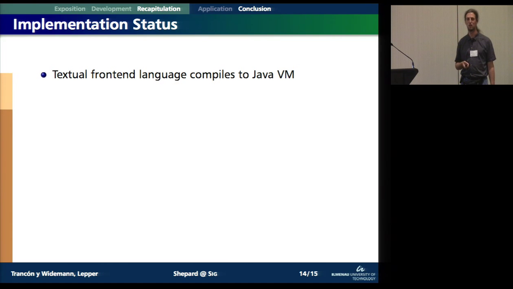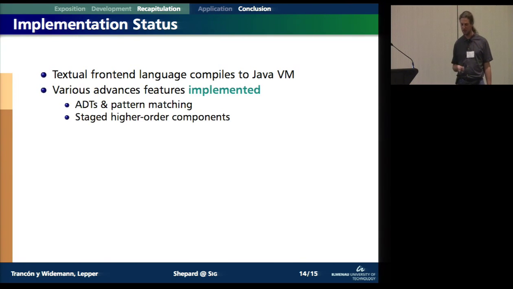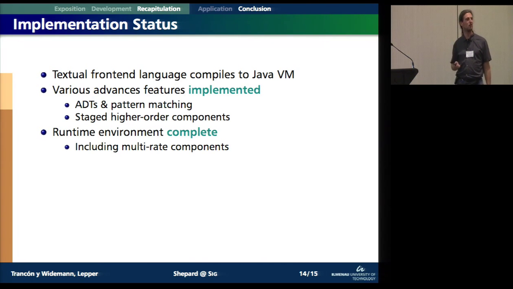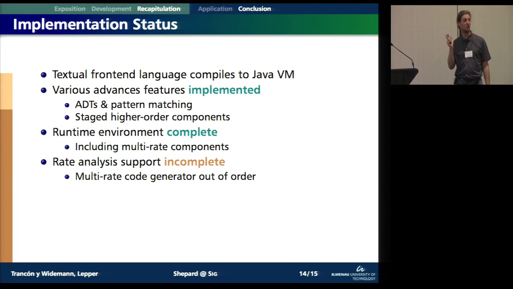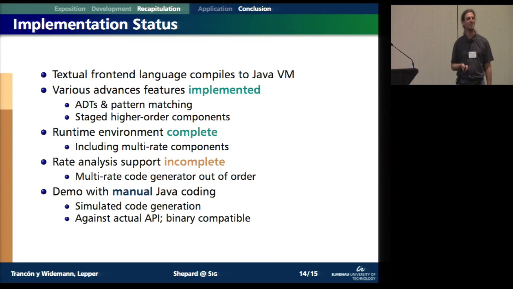What you've heard is not actually an automatically compiled SIG program yet. I'm very sorry about that. We have this textual front-end language. Most of the features compile to Java virtual machine bytecode. Algebraic data types and so on, that's all working. Staged higher order programming works. The runtime environment is very much complete, including the multi-rate components, but the static analysis of rates is not. So I had to cheat, to simulate the code generator by hand, but the program that you heard was programmed against the actual API, so it's completely binary compatible to what we get out when the compiler will be finally working.